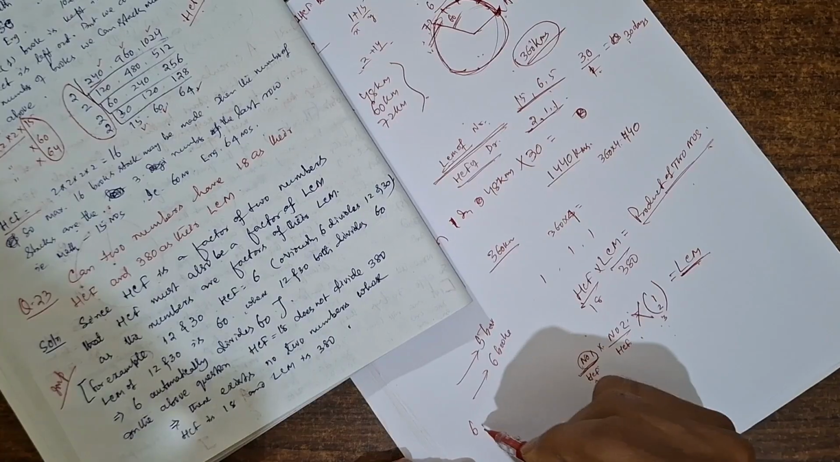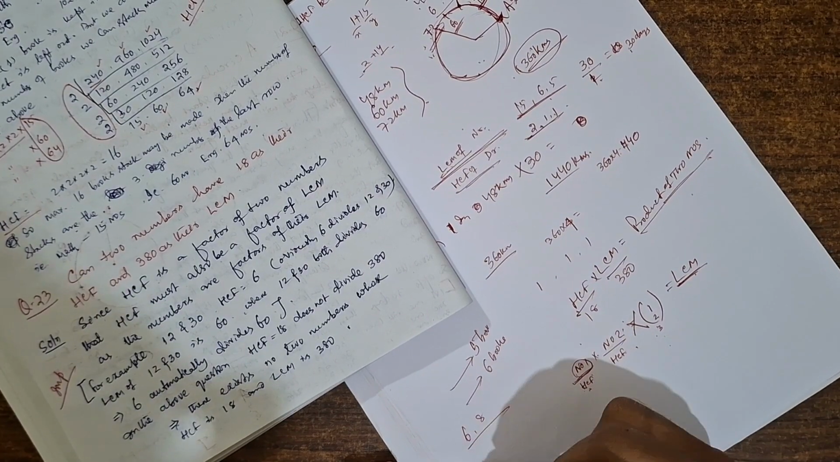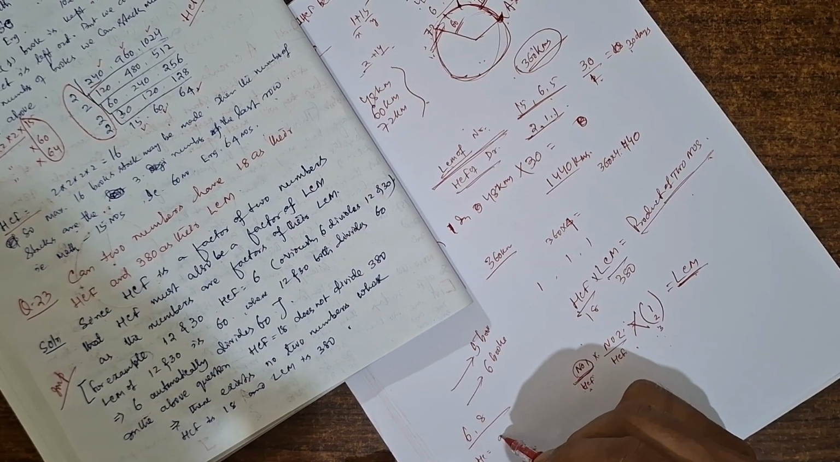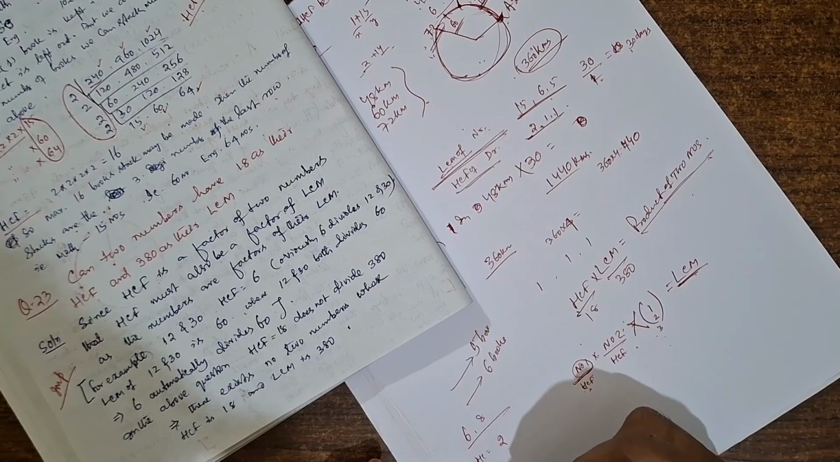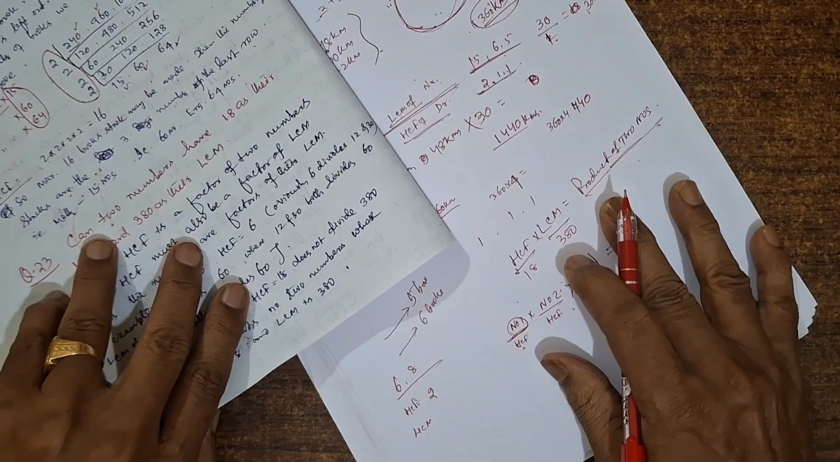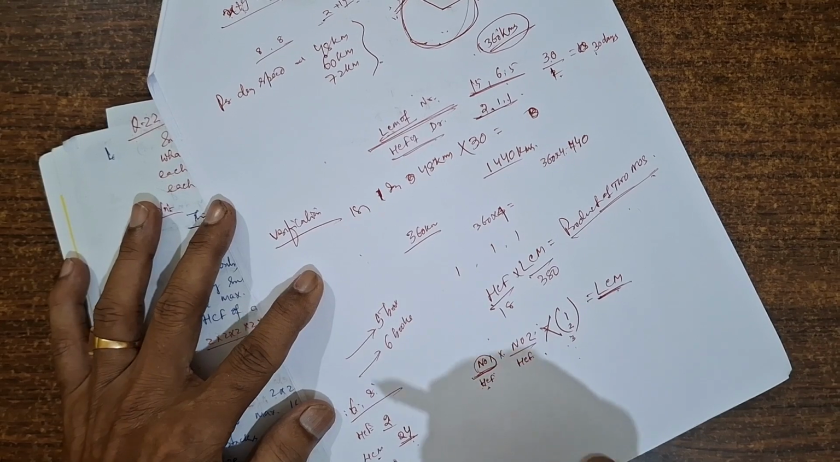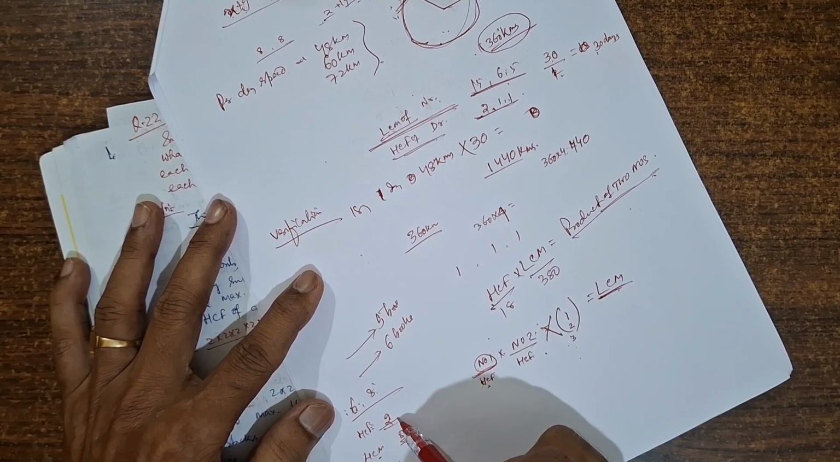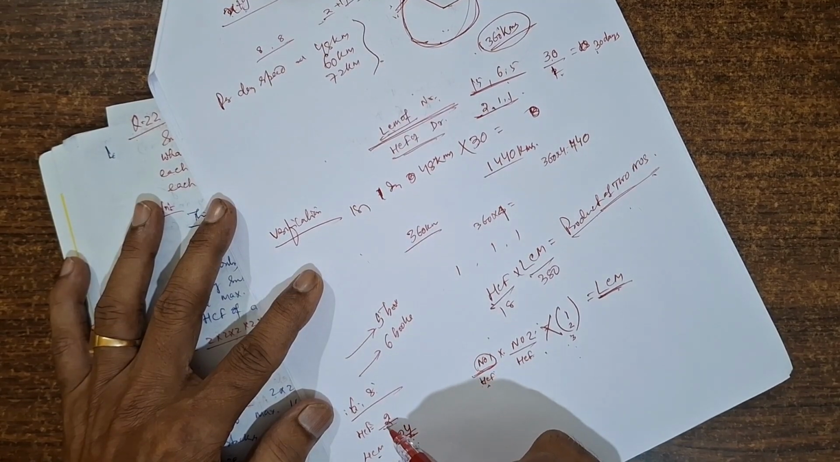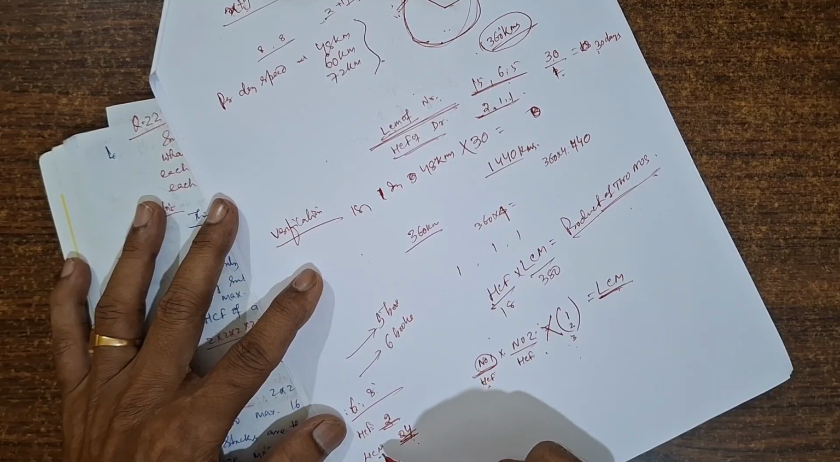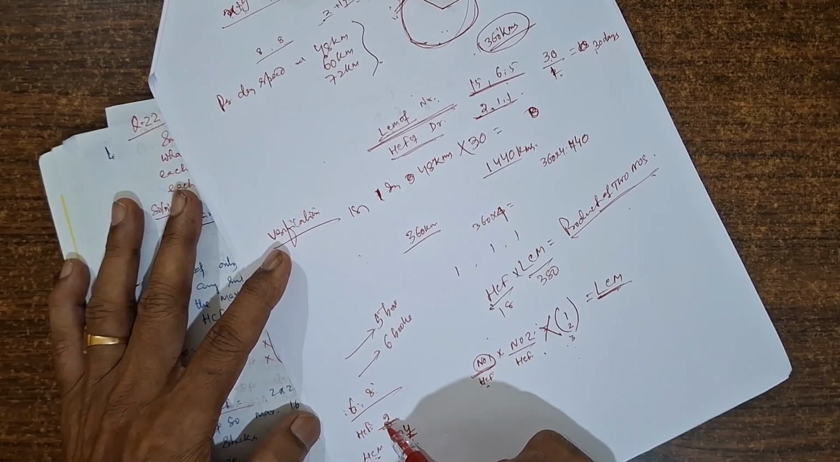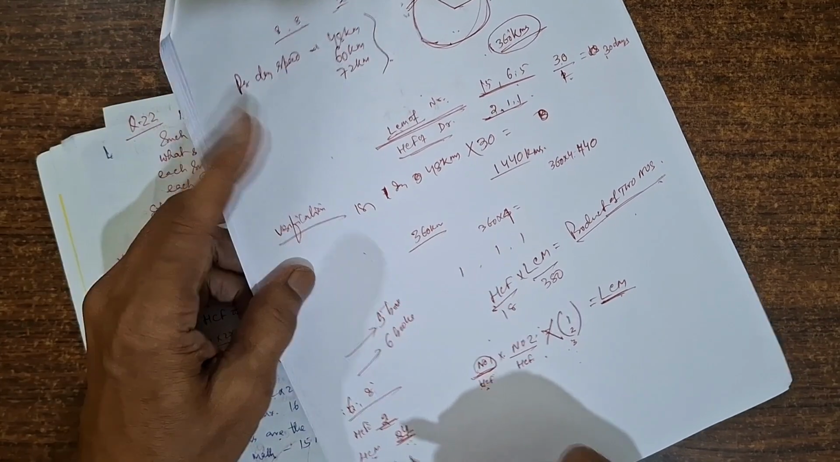Suppose 6 and 8. What is the HCF? 2. The LCM is 24. So this 24 is divisible by 2. So always the HCF divides the LCM, or HCF is a factor of LCM.